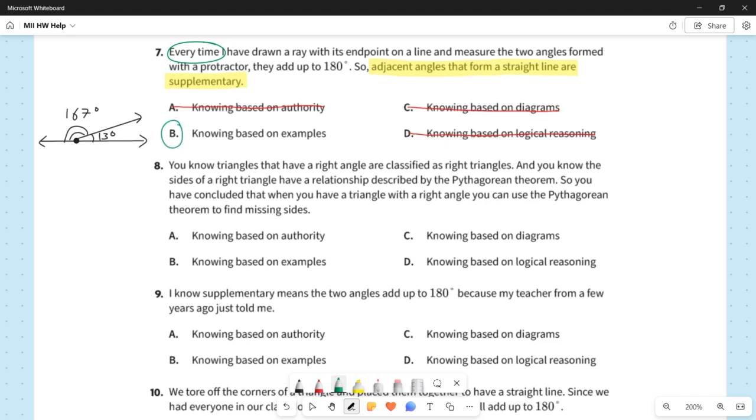We know this because it's based on a number of examples that we've done. We just did 2, but you could continue to do this, and every single time they're going to add up to 180 degrees.